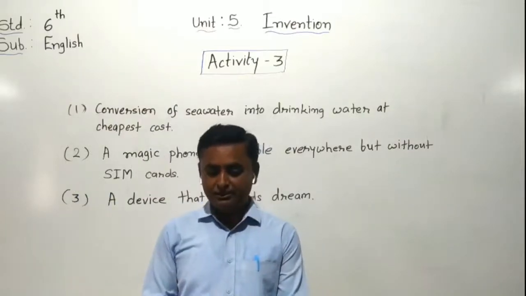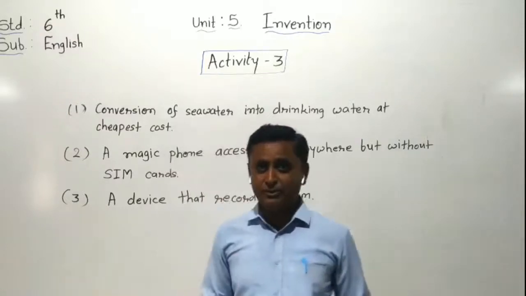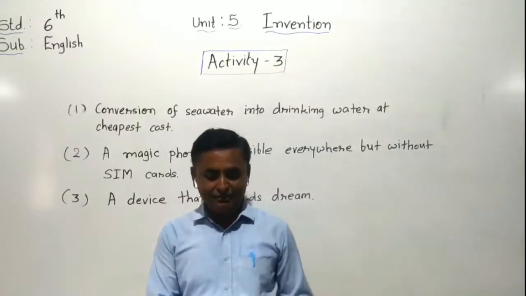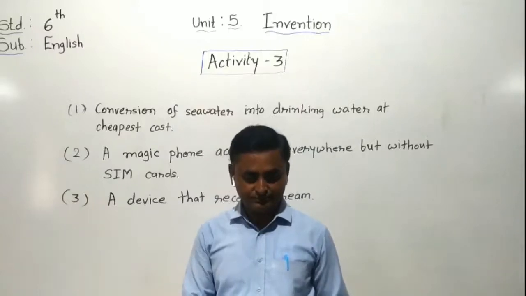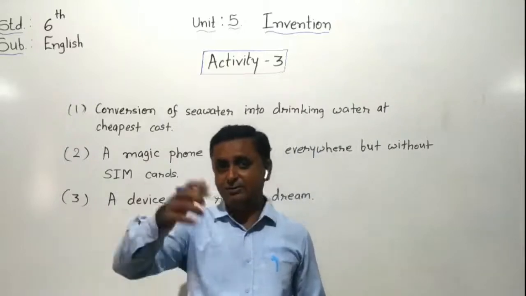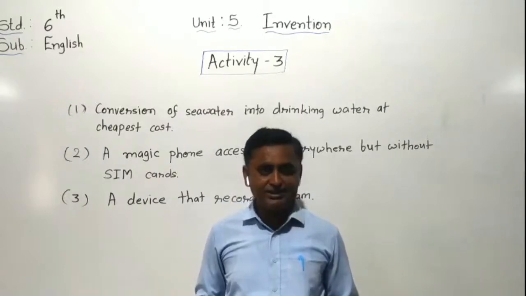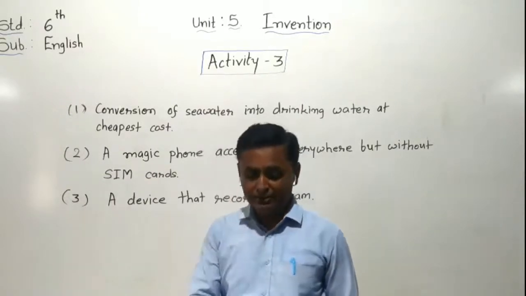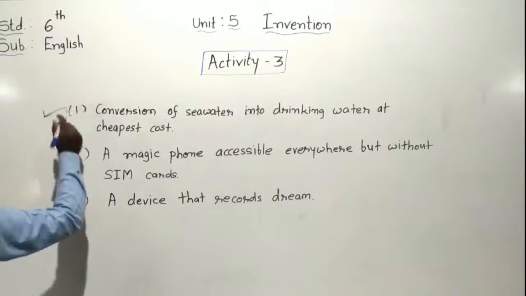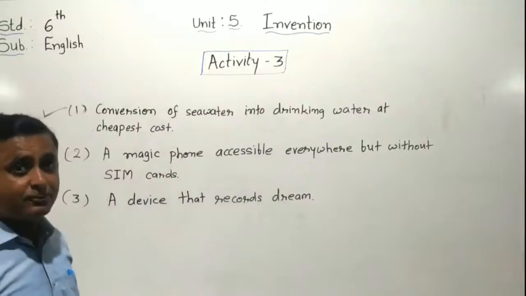On the back side of your book, page number 14, one box is given. You have to write the 5 serious problems here. Our group looked at everyone's list and agreed these 5 problems are all very serious. Now you have to work in a group. You have to write the 5 problems in the box below. For example, the first problem given here, number one: conversion of seawater into drinking water at cheapest cost. It is the first problem here.